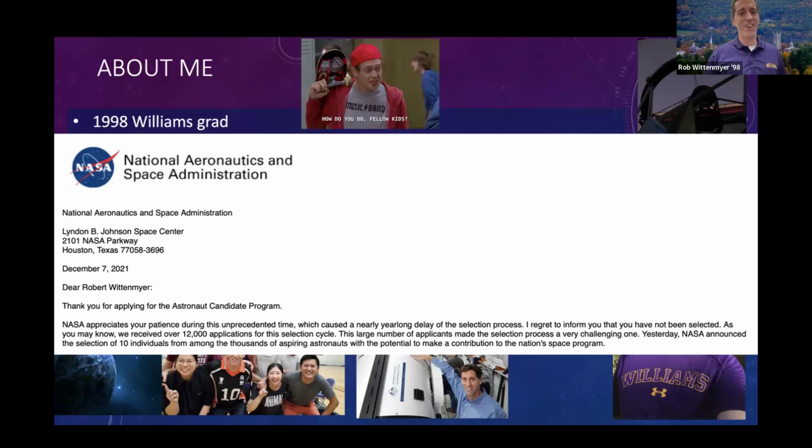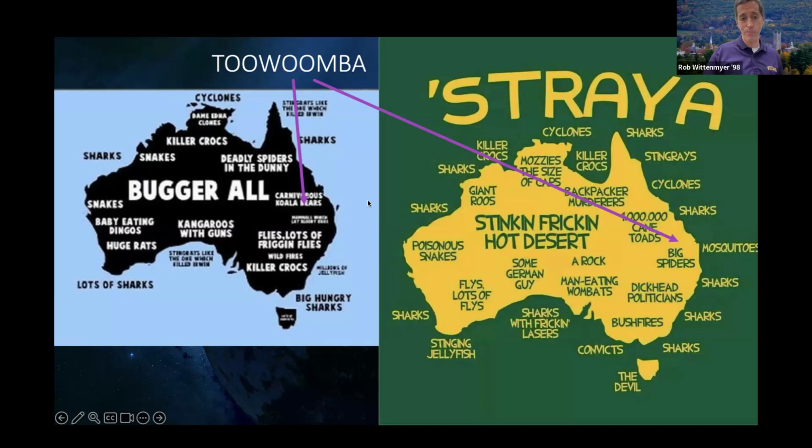This is where I am now, which is Toowoomba, 2 hours west of Brisbane, 100 or 120 kilometers inland, near the big spiders and the carnivorous koala bears. That's basically where I am. That's where the University of Southern Queensland is. That's where my observatory is. So let's get right into it.